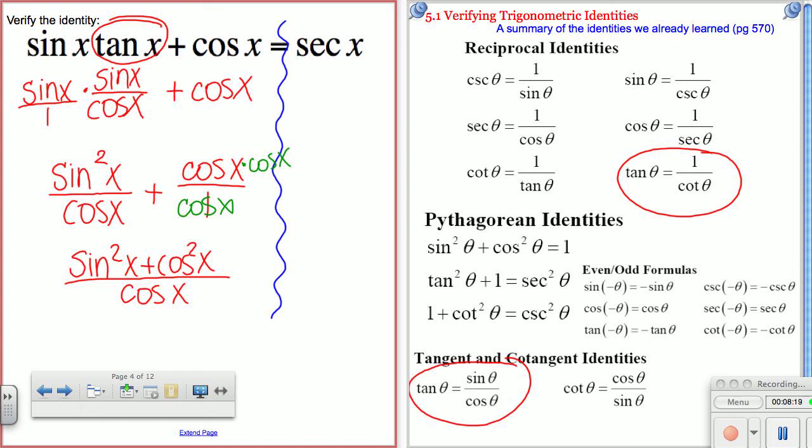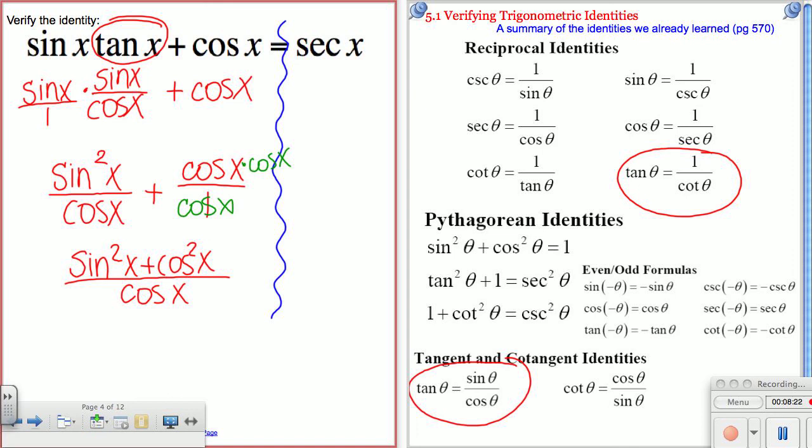I'm trying to get to secant. And I hope at this point, since we're trying to get to secant and we have cosine in the bottom, you're thinking you're close to having the reciprocal of secant, 1 over cosine. We're close to the reciprocal function there, 1 over cosine.